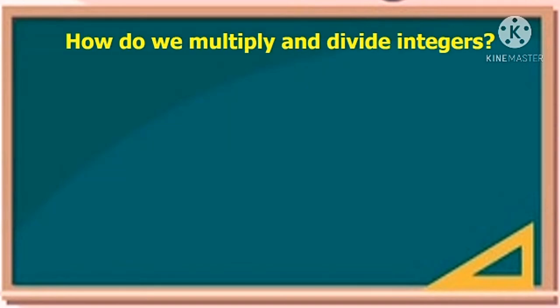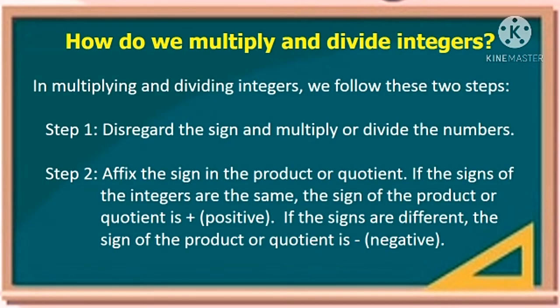How do we multiply and divide integers? In multiplying and dividing integers, we follow these two steps. Step 1. Disregard the sign and multiply or divide the numbers. Step 2. Affix the sign in the product or quotient. If the signs of the integers are the same, the sign of the product or quotient is positive. If the signs are different, the sign of the product and quotient is negative.